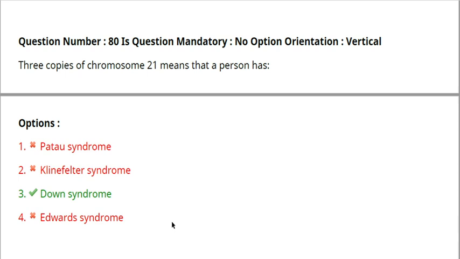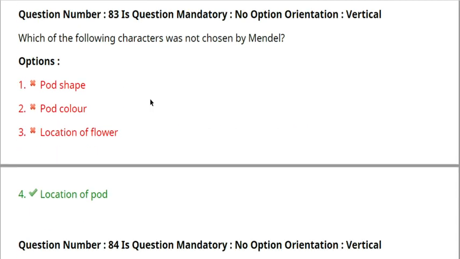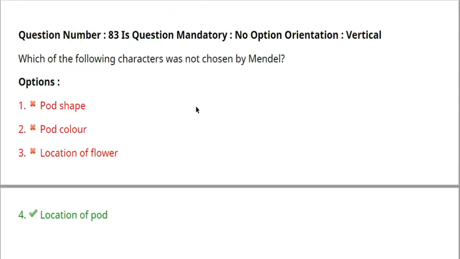What is meant by Klinefelter syndrome? If a boy is born with an extra copy of the X chromosome, it is called Klinefelter syndrome. Next, the character which appears in the first filial generation is called the dominant character. Next, which character was not chosen by Mendel? Mendel chose pod shape, pod color, location of flower, but he didn't select the location of pod while studying this particular experiment.